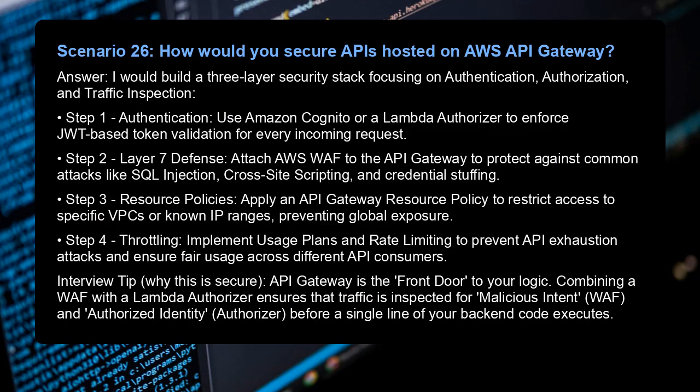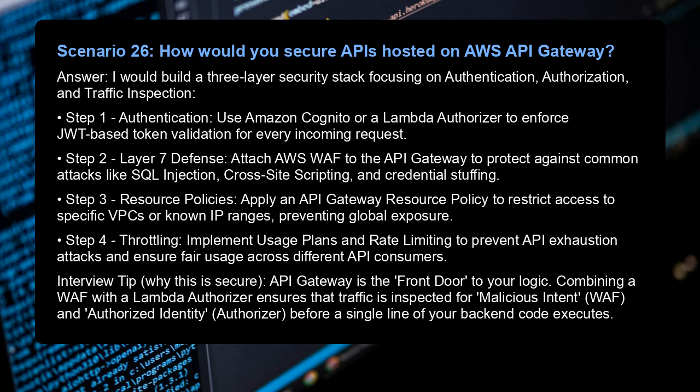Scenario 26. How would you secure APIs hosted on AWS API Gateway? Answer: I would build a 3-layer security stack focusing on authentication, authorization, and traffic inspection. Step 1. Authentication. Use Amazon Cognito or a Lambda authorizer to enforce JWT-based token validation for every incoming request.